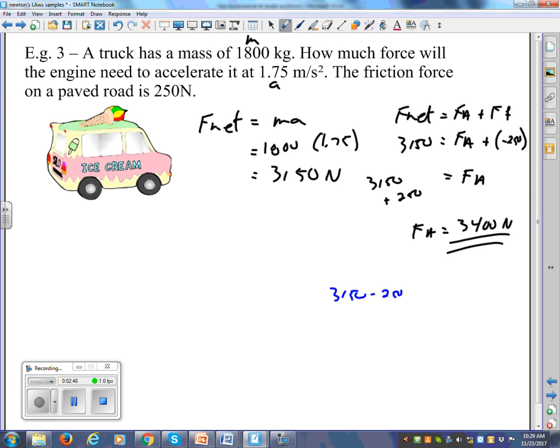Think about it another way. If I need 3,150 of force to accelerate, and I have to overcome friction, don't I have to produce more? Right? Of my 3,400, 250 goes to friction, leaving me a remainder of 3,150 to do the acceleration. Does that make better sense? Do you see how writing the formula will help you algebraically arrive at the correct answer? Write the formula. Don't say, oh, it's a big waste of time. Write the formula. I'll pause.